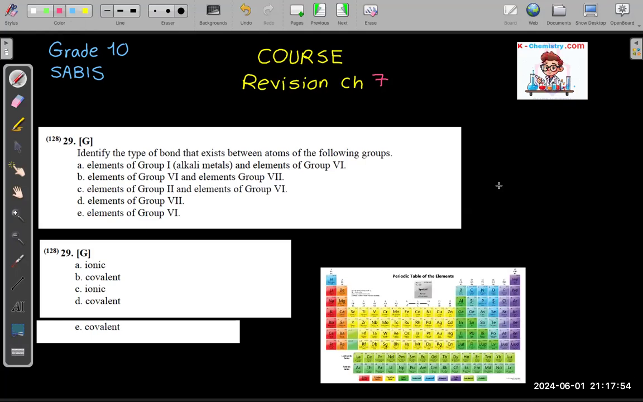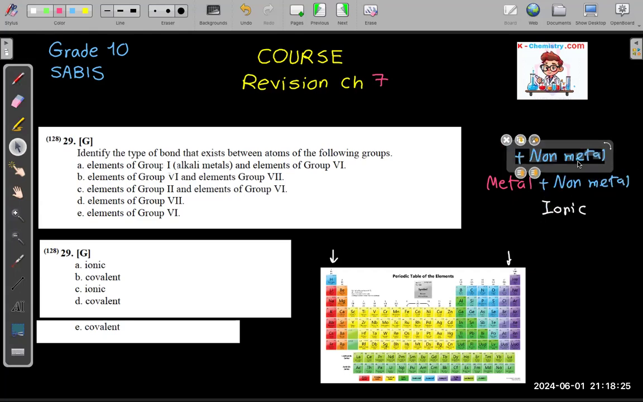You take something from the left, metal, and something from the right, non-metal. What is the type of bonding? Is it covalent or ionic? It's ionic. He took something from group 1 and group 7, one from here and one from here, so it is ionic. But if you take non-metal with non-metal, this time it's covalent. So non-metal plus non-metal is covalent, but metal plus non-metal is ionic.